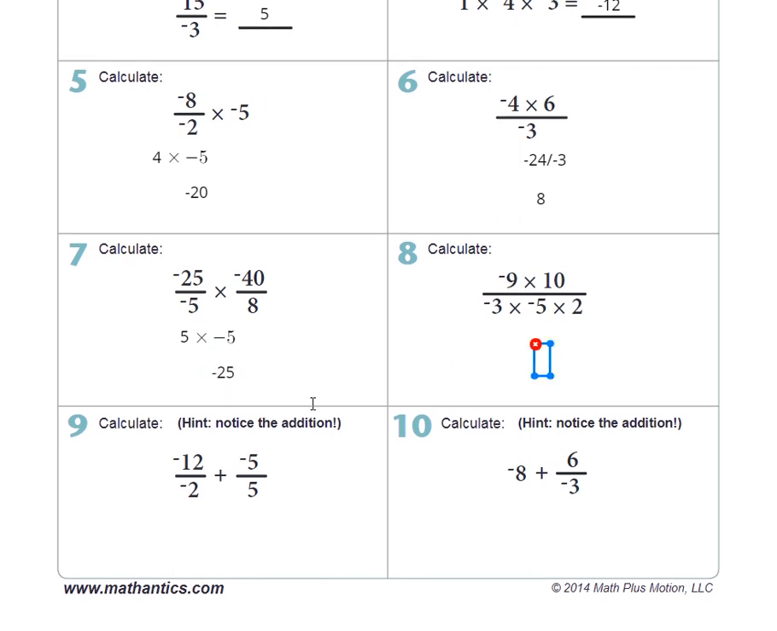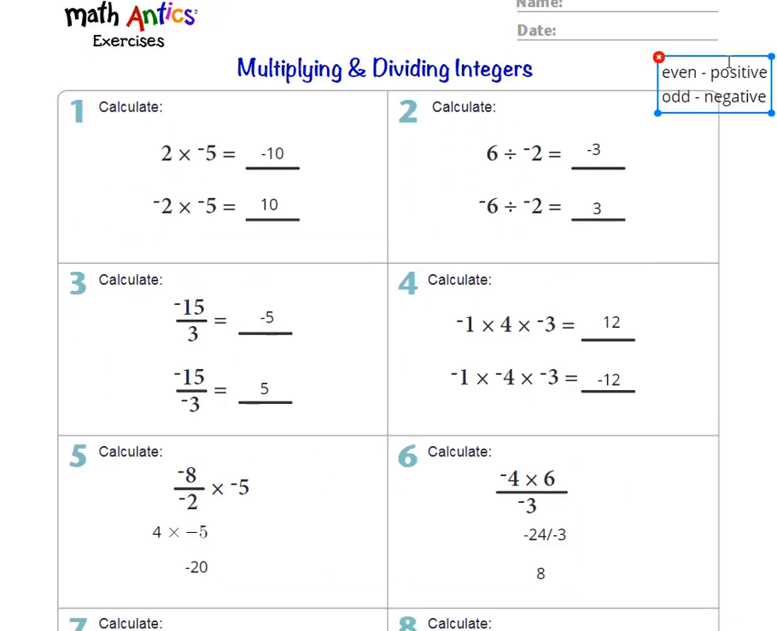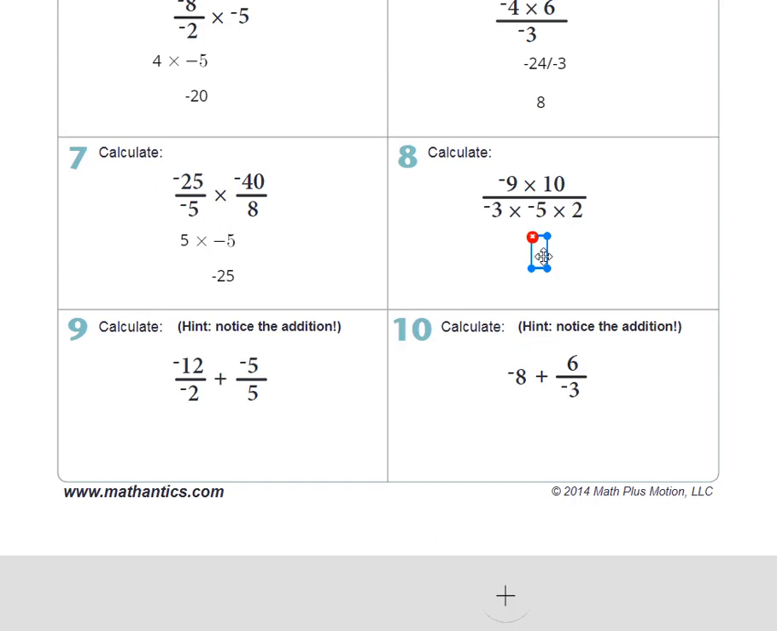Here, let's see if we can figure out if we have an answer that's positive or negative before we even start. So all I've got here is multiplication and division. The rules should still apply. I've got 1, 2, 3 negatives in the problem, and that tells me, I'm going to scroll up, odd number of negatives gives me a negative answer. Negative answer. So let's see if that's true.